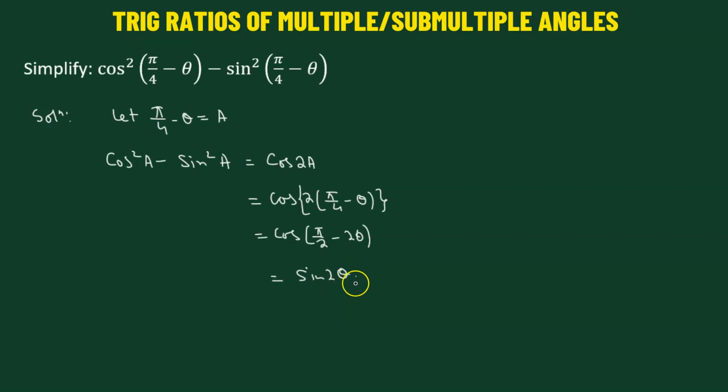So this is going to be sine of 2 theta. This is the simplified value of cosine squared of pi over 4 minus theta minus sine squared of pi over 4 minus theta. And we get this value equal to sine of 2 theta.